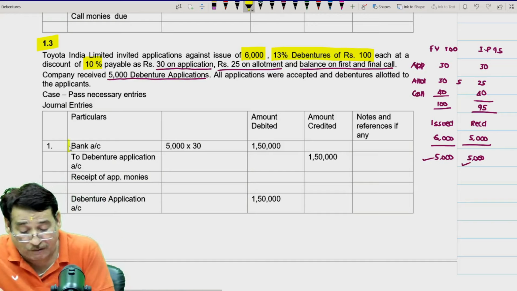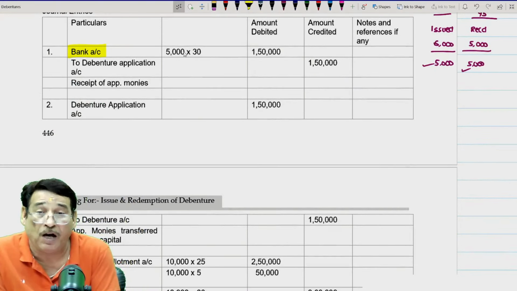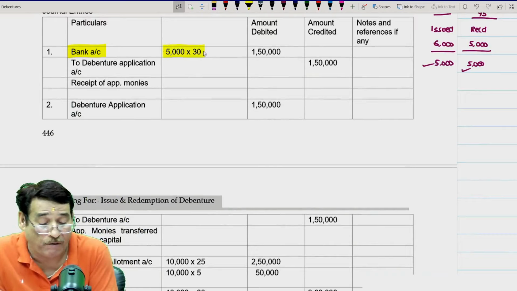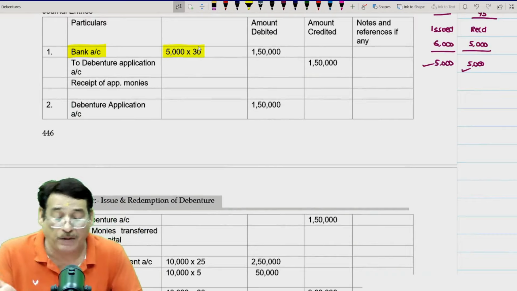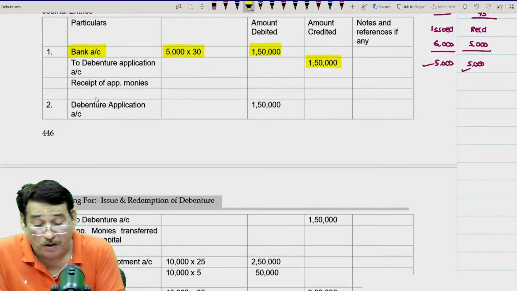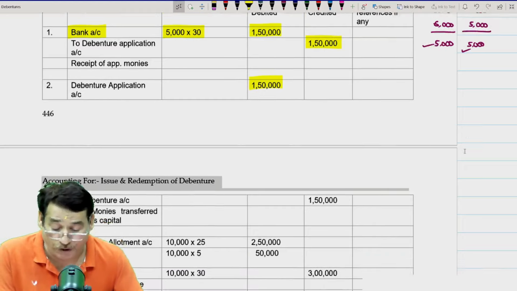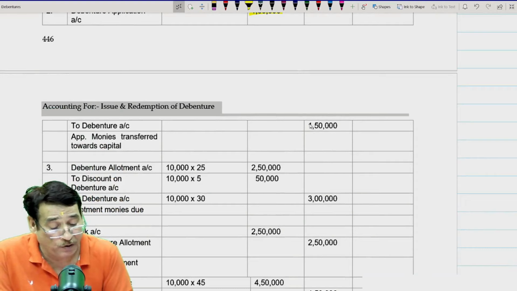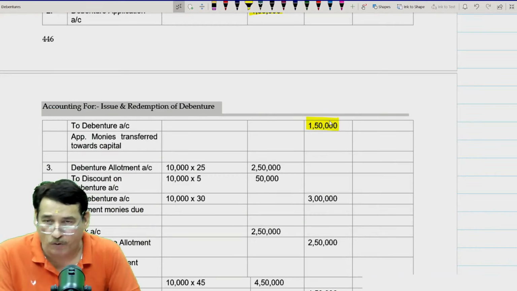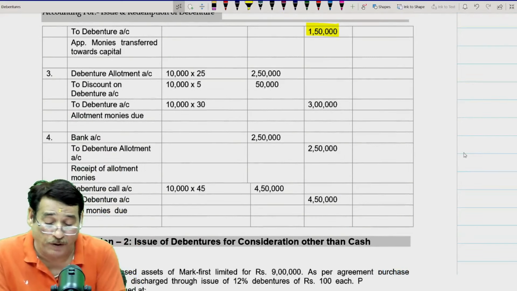So that is the reason when I am going to write my first entry, bank account debit to debenture application, I will write 5,000. I will presume we have received 5,000 debentures only and the amount will be this much. Receipt of debenture application money. Then debenture application money 1,50,000 which we have received, we will transfer to debentures. In this case, no question of refund, no question of excess. Now debenture allotment, you have to be careful.